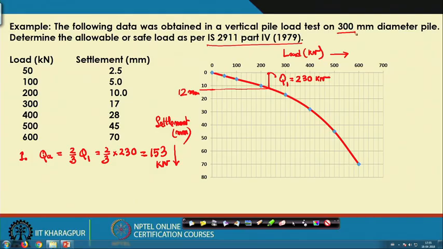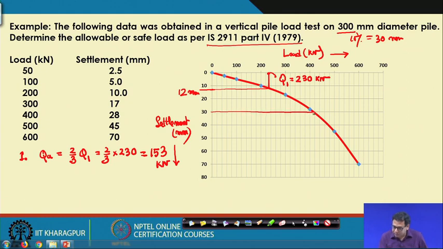Now, the second clause: 50% of the load corresponding to a settlement of 10% of the pile diameter. The pile diameter is 300 millimeter, so 10% of that is 30 millimeter. So, 30 millimeter is here, and the corresponding load is here. This is Q2, which is equal to 410 kilonewton.